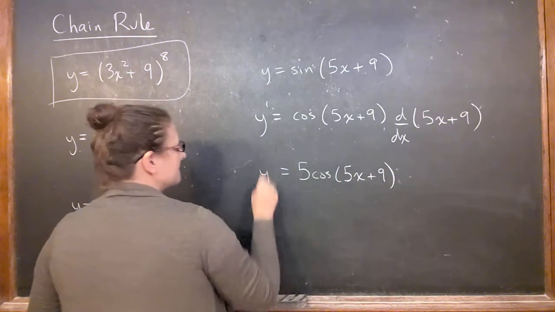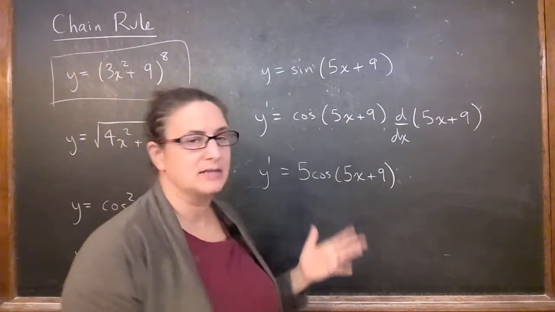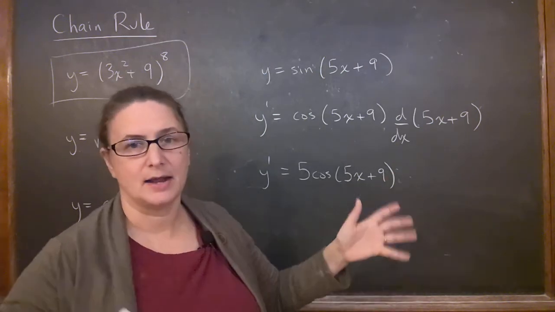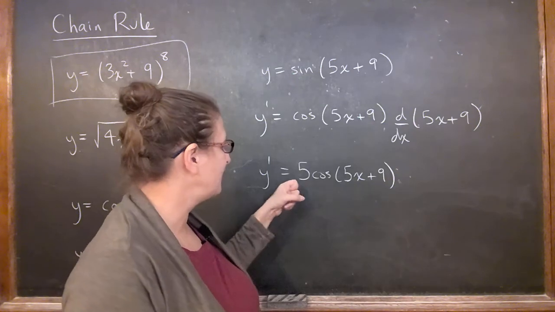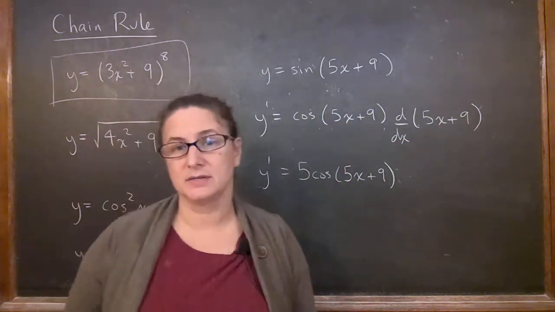Okay? Now you can see, though, whenever you have anything inside the parentheses besides x, you have 2x, 10x, whatever it is, you're going to end up with an additional factor in the front due to taking the derivative of what's inside the parentheses.